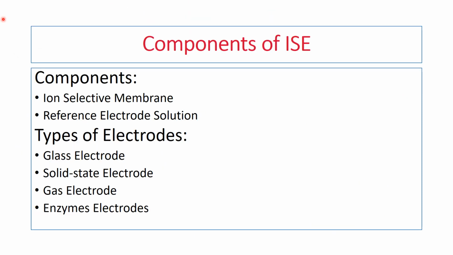Now, what are the components of an ion selective electrode? Actually, it is an equipment. So it is made of two things, that is an ion selective membrane and a reference electrode solution. And the electrode can be of different types. It can be made of glass, solid state, gas or enzymes. So there are just two components in an ion selective electrode. One is the reference electrode and one is the ion selective membrane for a particular ion.